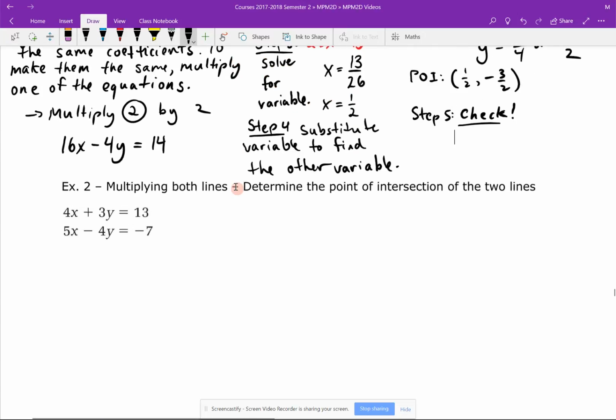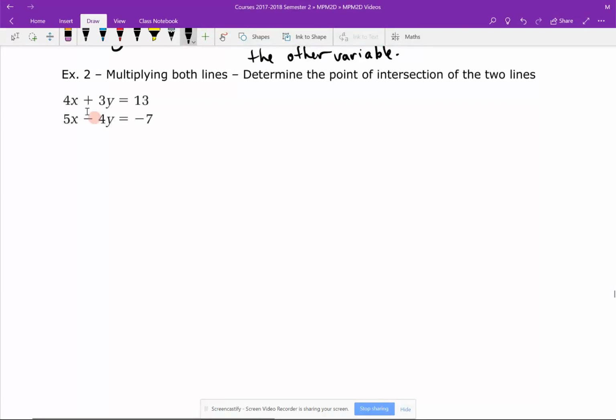Okay, so let's try another one. So what happens if I look at these? So here's my new system. 4x plus 3y equals 13. 5x minus 4y equals negative 7. If I look at the variables, these are not multiples of each other. 5 is not a multiple of 4, and 4 is not a multiple of 3 for the y variables.